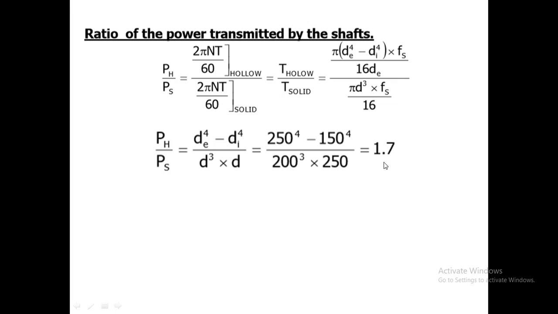You can see that the power transmitted by the hollow shaft is 1.7 times the power transmitted by the solid shaft. So the power transmitted by the hollow shaft is 70% more than the solid shaft. This is the observation we can make here.